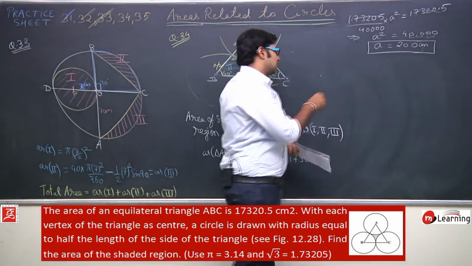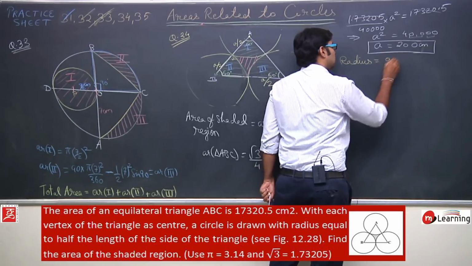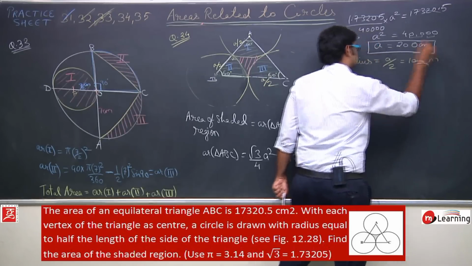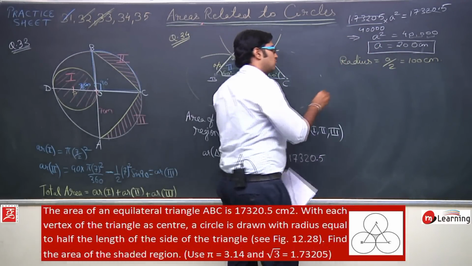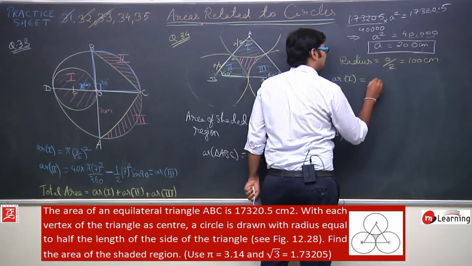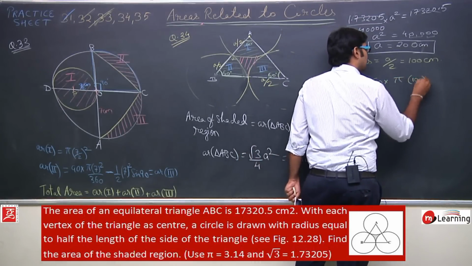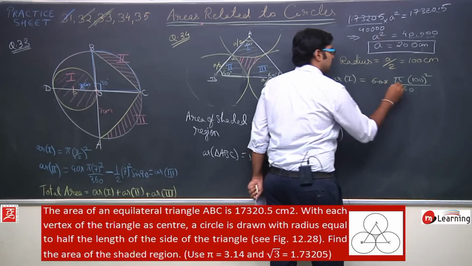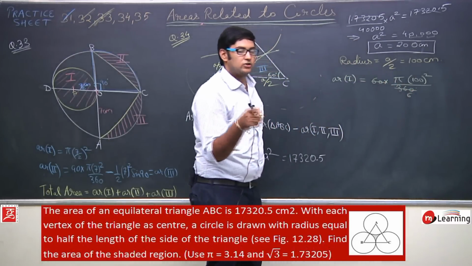What is the radius? The radius of each circle is a by 2, that is 200 by 2, that is 100 centimeters. Now from this, what is the area of region 1, 2 or 3? Area of region 1 is equal to theta, 60 degrees, into pi into 100 square upon 360. So this will give you pi by 6. Now area of region 2 and region 3 will also be the same.